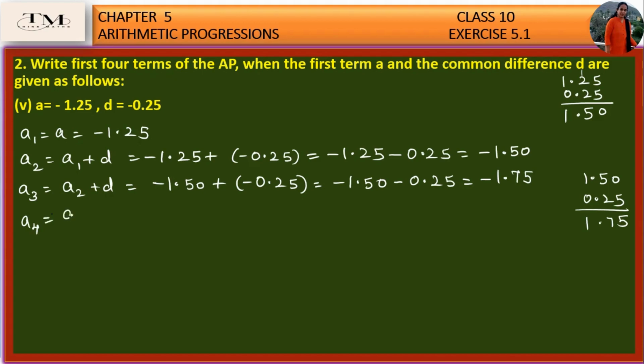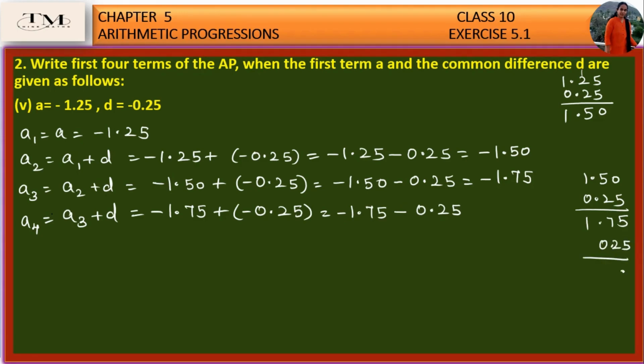Next, A4 is equal to A3 plus D. So A3 is negative 1.75 plus negative 0.25. So negative 1.75 plus into minus is minus 0.25. So if you add 0.25 with this, 5 plus 5, it is 10. 7 plus 1, 8. 8 plus 2, it is 10. So put 0 and add 1 to this. 1 plus 1, 2. So it is negative 2.